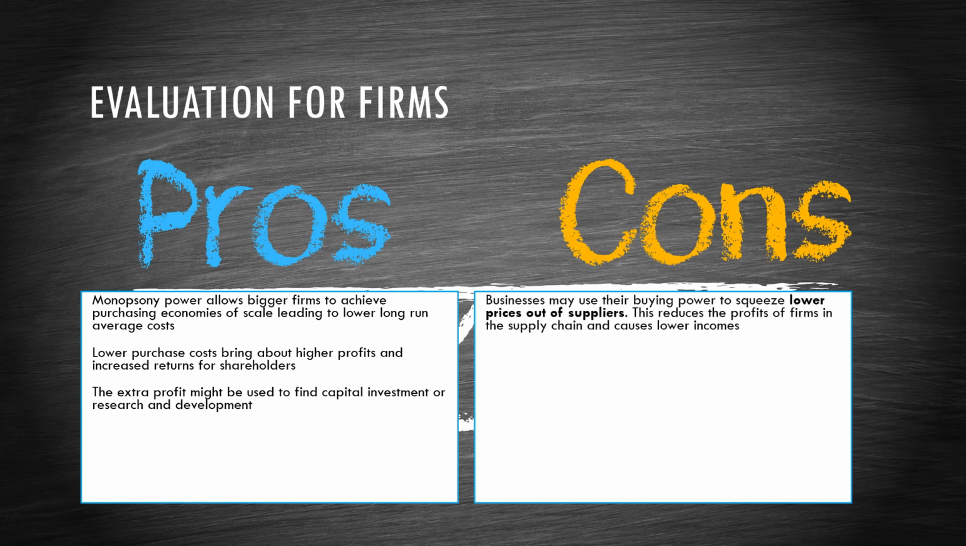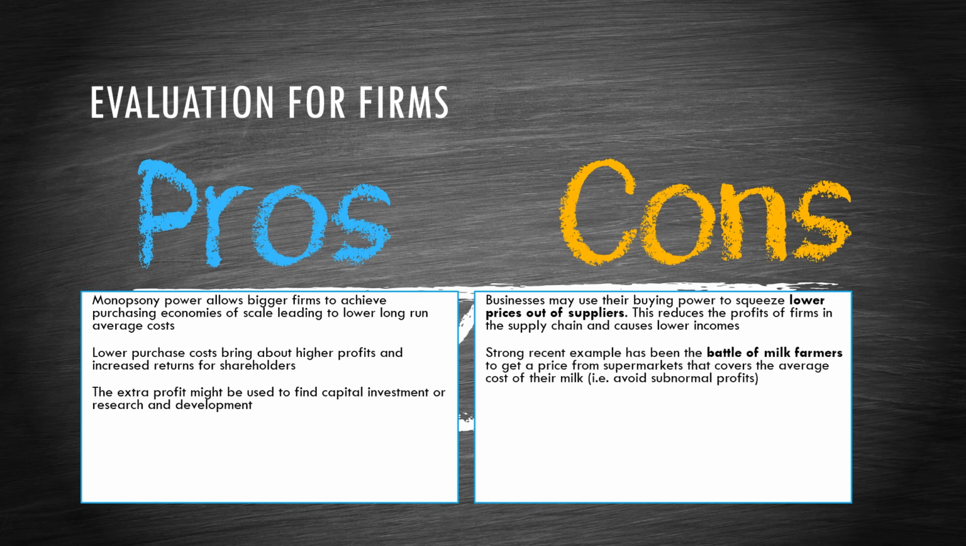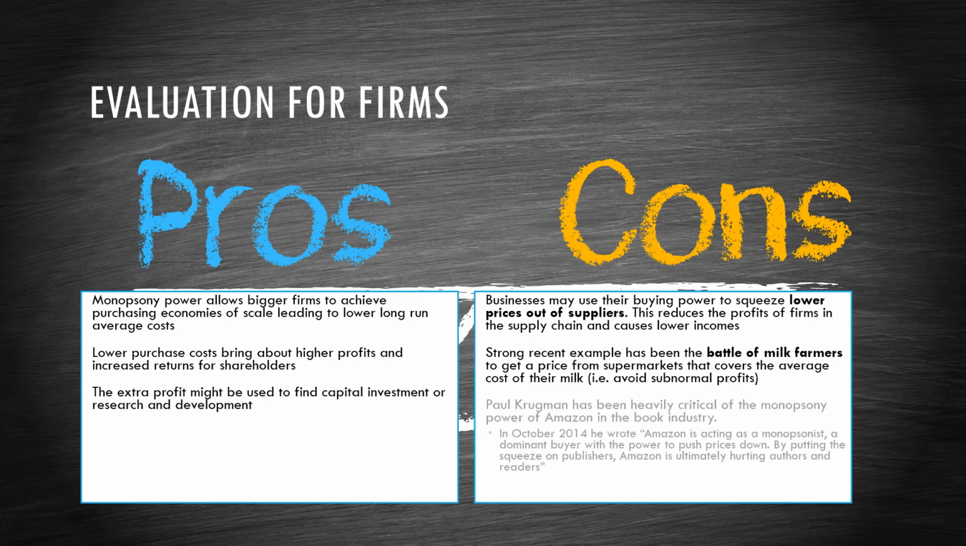On the flip side, if I'm a seller in the market and there is a monopsonist buyer, then they're going to squeeze lower prices out of me. This reduces the profits for suppliers in the supply chain and causes lower incomes, for example, to milk farmers, which we've just mentioned. So this is a recent example, the battle of milk farmers to get a price from supermarkets that covers the average cost of their milk, so avoid losses or subnormal profits.